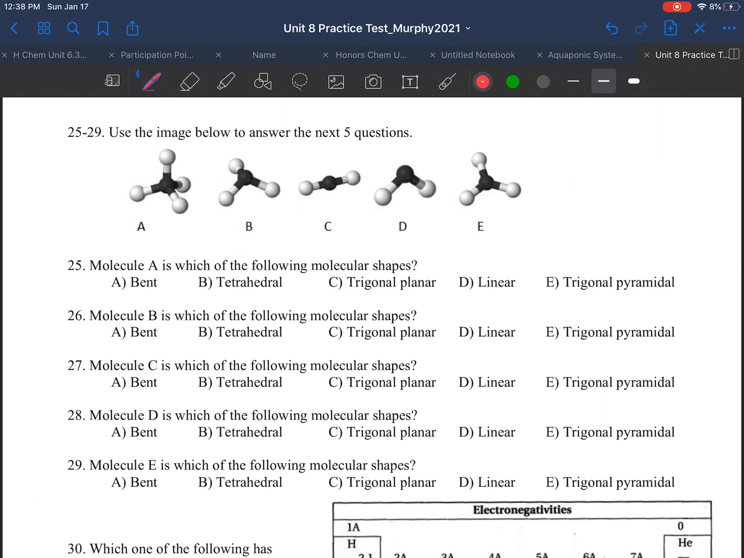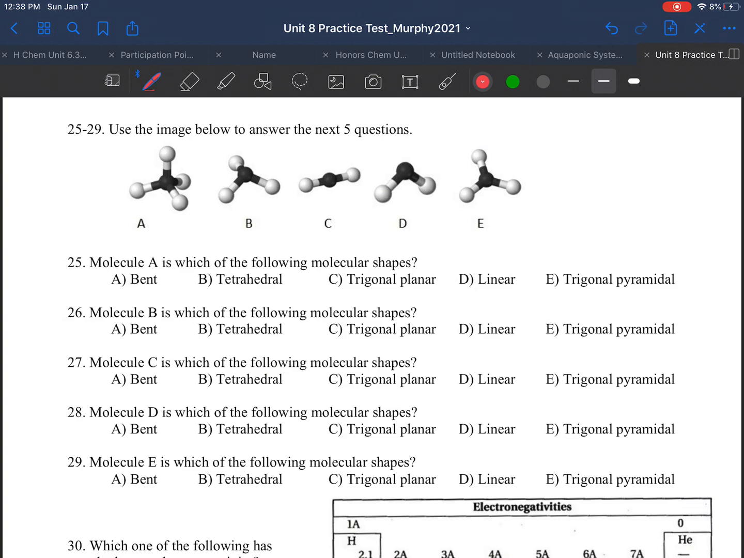All right, next page. So we're going to use this image to answer the next 5 questions. So molecule A is what type of the following? Well, what I like to do is count atoms. So if we think about our shapes, we have linear, bent, trigonal planar, trigonal pyramidal, and tetrahedral.